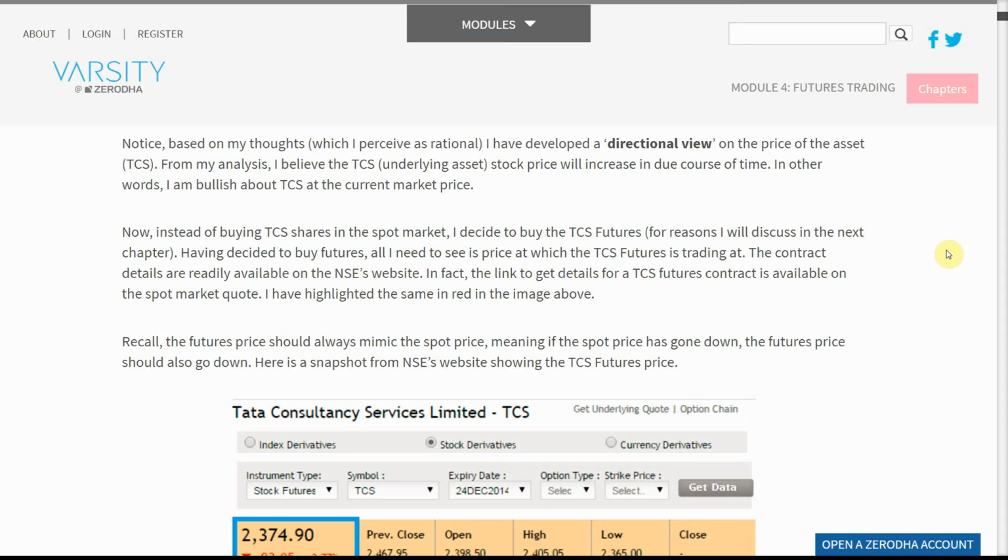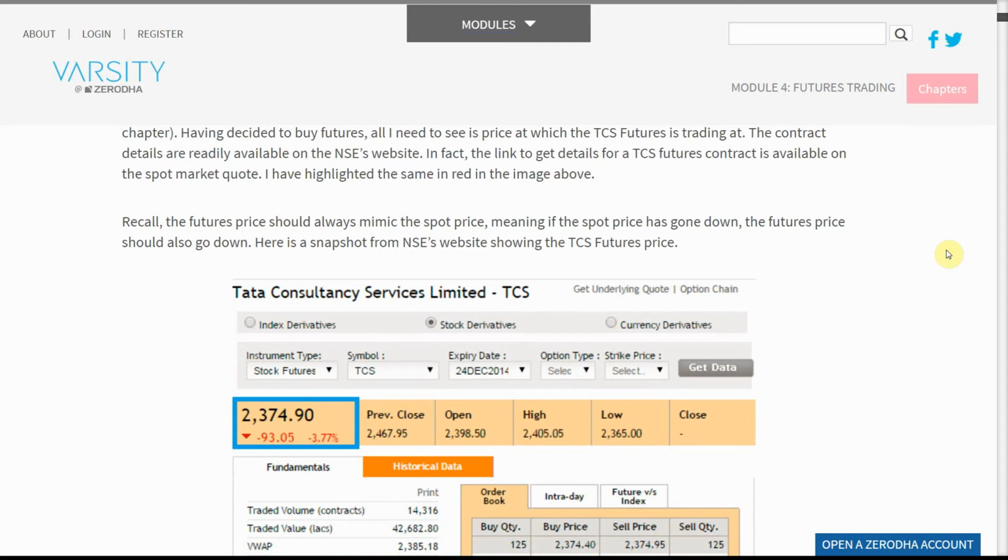Having decided to buy futures, all I need to see is the price at which the TCS futures is trading. The contract details are readily available on the NSE's website. In fact, the link to get details for a TCS futures contract is available on the spot market quote. I have highlighted the same in red in the image above. Recall, the futures price should always mimic the spot price, meaning if the spot price has gone down, the futures price should also go down.